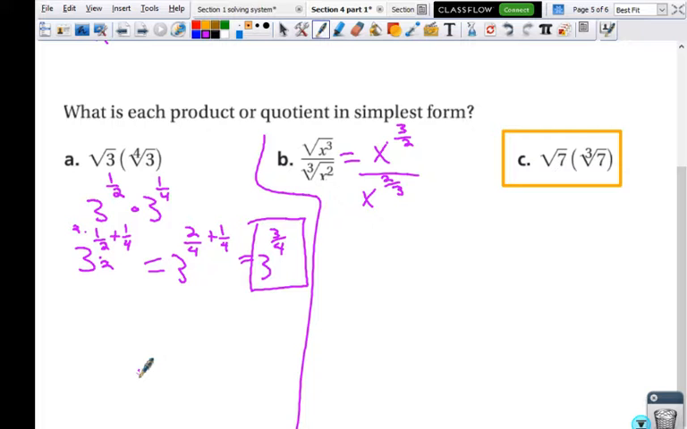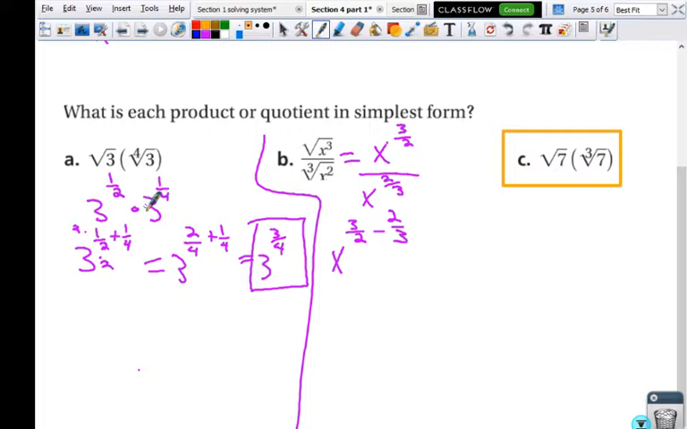What did we do in our warm-up when I had something over something? We're going to subtract them, right? So we're going to have x to the 3 over 2 minus 2 over 3. So we are subtracting those two exponents.